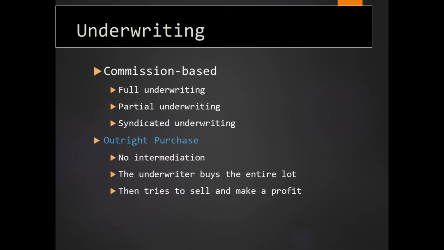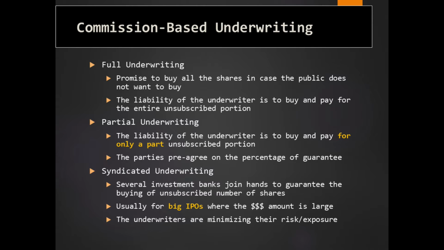More commonly, in the event of very large IPOs, there's a syndicate that takes care of the process. So in a syndicate, several investment banks join hands together to guarantee purchase of the unsubscribed number of shares. In this way, the underwriters attempt to minimize their risk and exposure by not taking up too much unnecessary amount of liability on their shoulders.